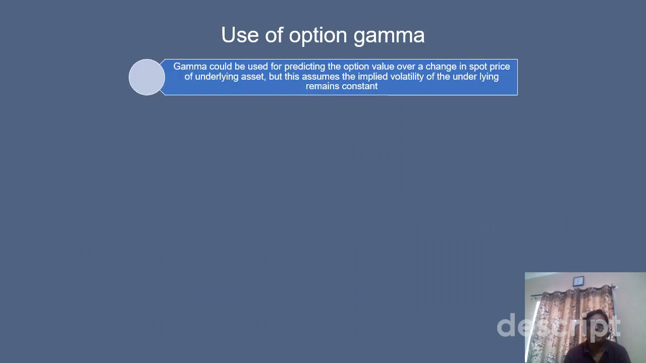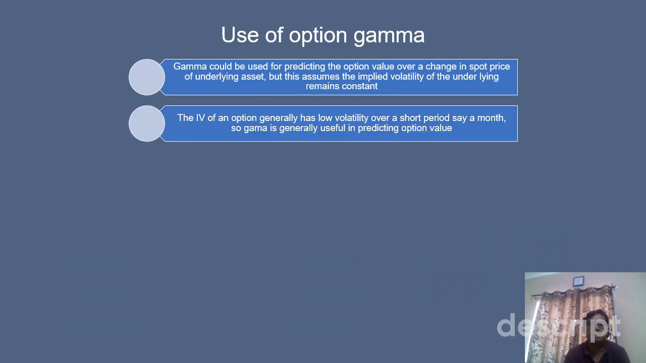Now, what are the broad uses of option gamma in a real-life trading situation? Gamma could be used for predicting the option value over a change in spot price of the underlying asset, but this assumes the implied volatility of the underlying asset remains constant. The implied volatility of an option generally has low volatility over a short period, say a month. So gamma is generally useful in predicting the option price.